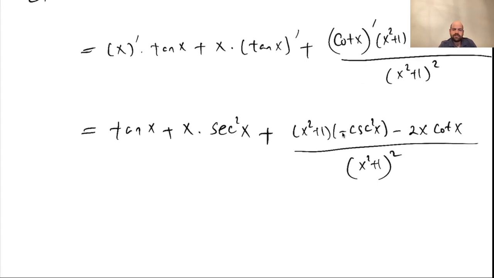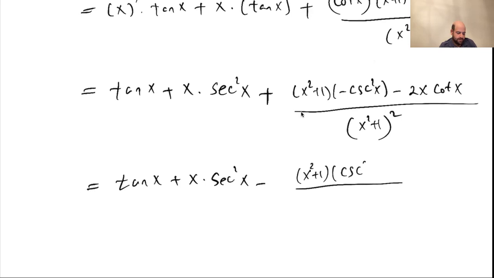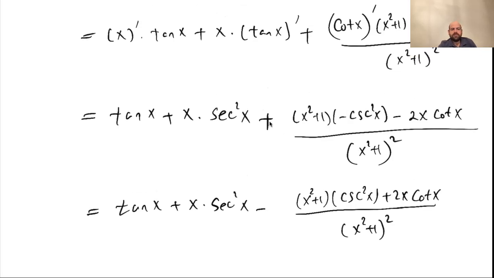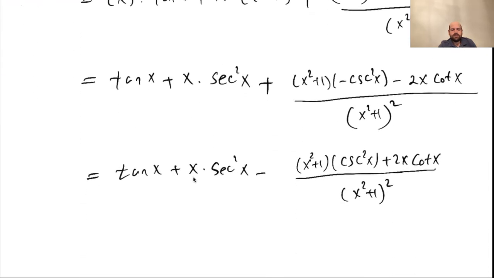Now I can take this minus out because this one has a minus, this one also has a minus. So I can take it out. So then it's going to be tan x plus x times secant squared x minus x squared plus 1 times cosecant squared x plus 2x cot x divided by x squared plus 1 the whole squared. So this is the derivative of y. If this is y, this will be the derivative of y, or dy over dx.